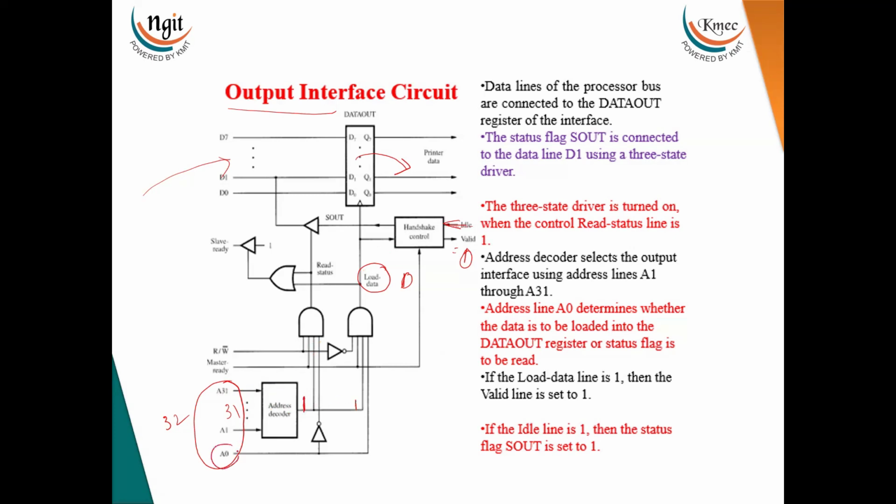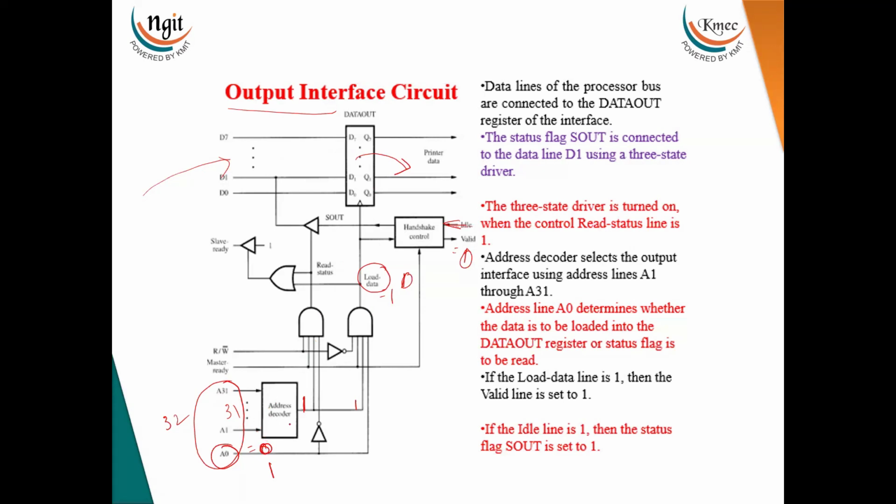Now, by checking the last bit, if this bit is equal to 0 means what? It will read the status. If this bit is equal to 1 means what? It will enable the data load. This becomes 1. So thereby it will place the data onto this data register. Now first it will read the status. How it will, we will check. Now it will place the 0 here.